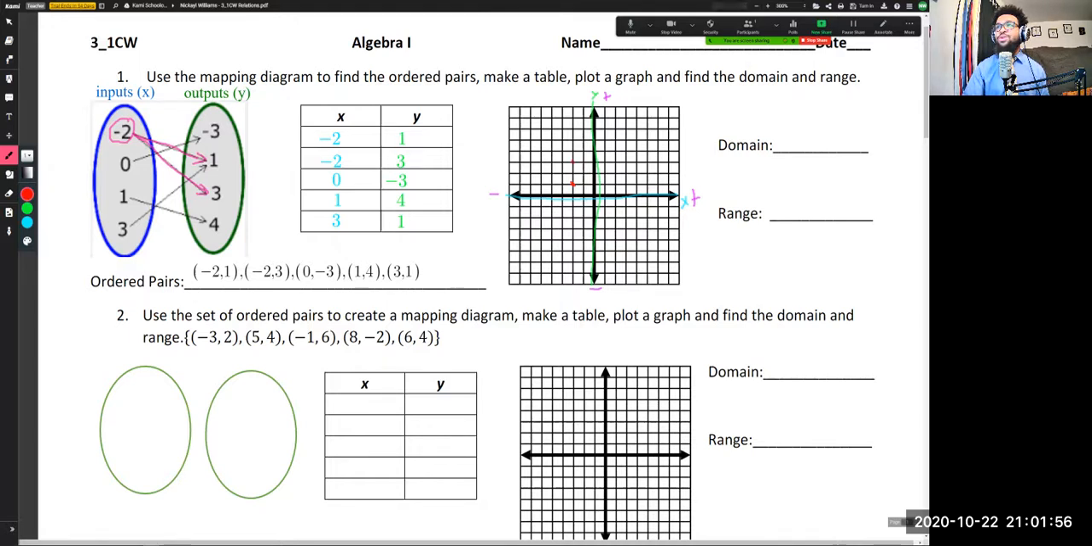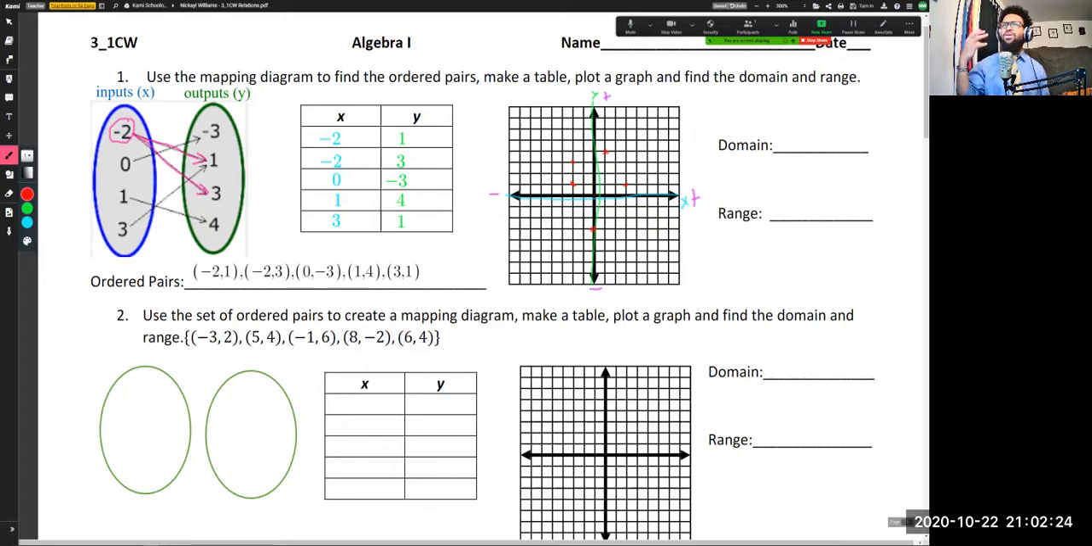This next one is (0, -3). So I'm going to stay at the origin, and I'm going to go down 3. 1, 2, 3. I'm going to go (1, 4). So to the right once and up 4. 1, 2, 3, 4. And then I'm going to go to the right 3 times and up once for this last one. (3, 1). 1, 2, 3, 1. There we have it. We have plotted our graph.